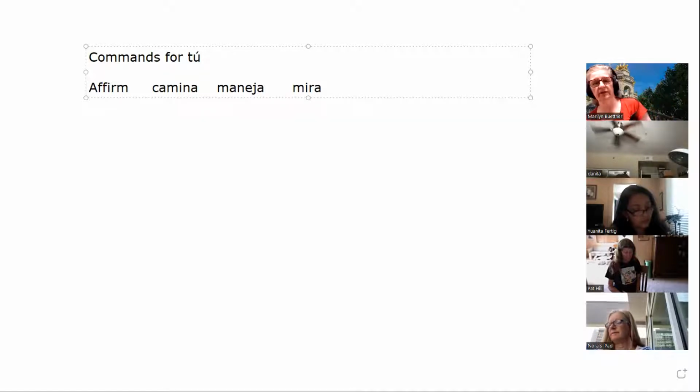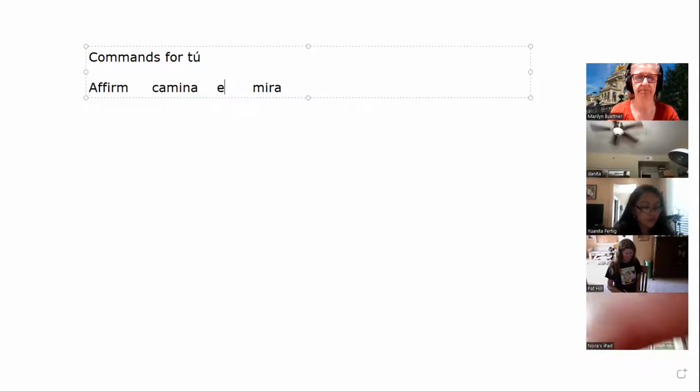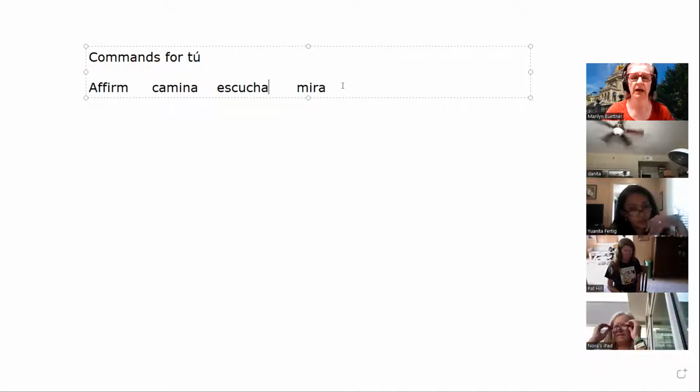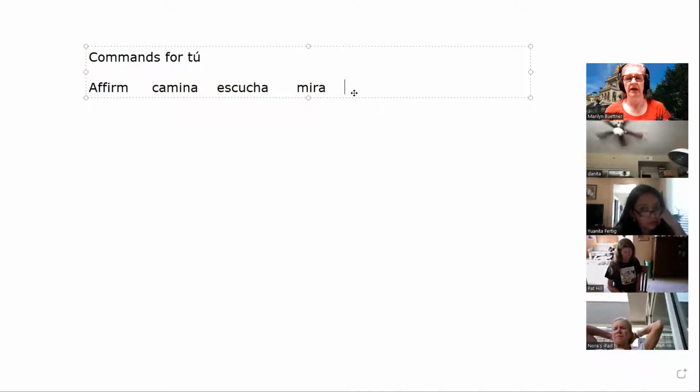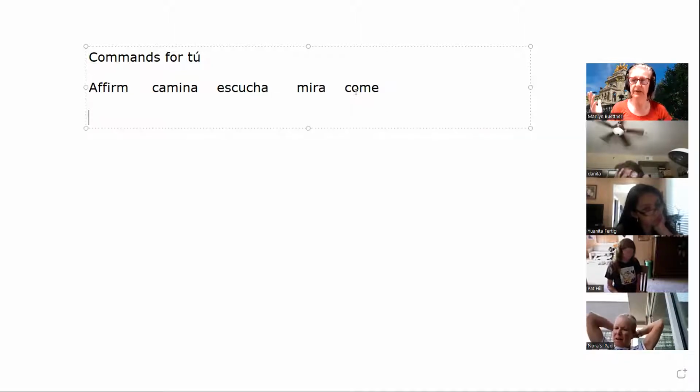Let's put an ER or an IR verb in there, because we've got all AR verbs. Actually, I'm going to put in a more common one. Listen, escucha. Camina, walk. Escucha, listen. Mira, look. And eat, come. So affirmative commands just take off the S. It couldn't be any easier.